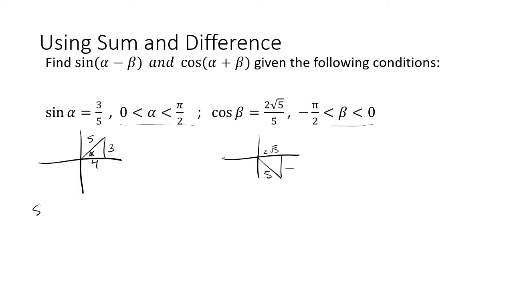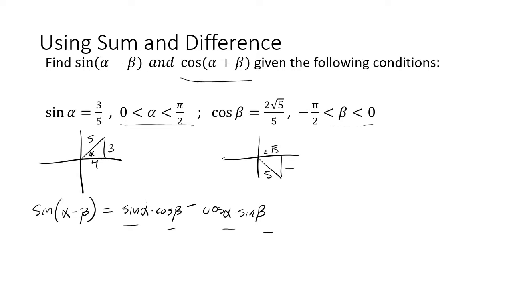So sine of alpha minus beta is the sine of alpha times the cosine of beta minus cosine of alpha times the sine of beta, and then just plug these in and multiply together and you got it. Same thing for cosine, but use the sum of cosine.